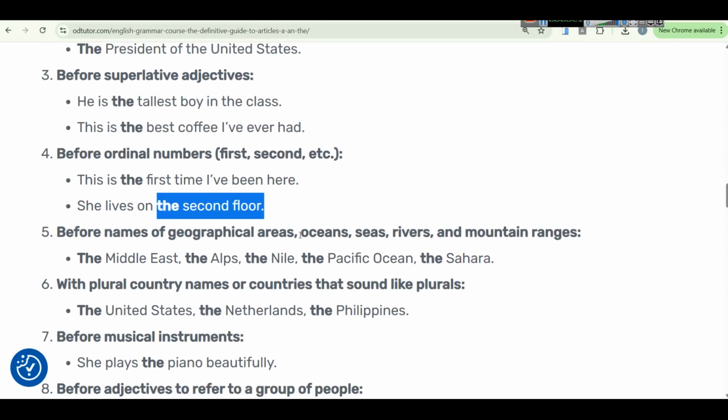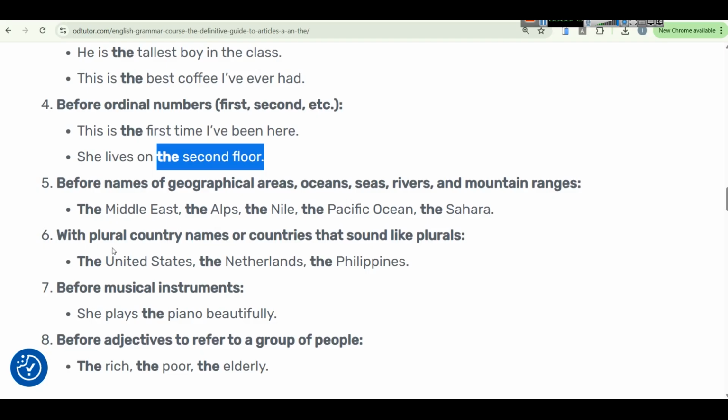It is also used before names of geographical areas, oceans, seas, rivers, and mountain ranges, because in a way they are also one of a kind: the Middle East, the Alps, the Nile, the Pacific Ocean, the Sahara Desert, things like this. We also use the with plural country names or countries that sound like plurals: the United States, the Netherlands, the Philippines. Here we are not using singular names.